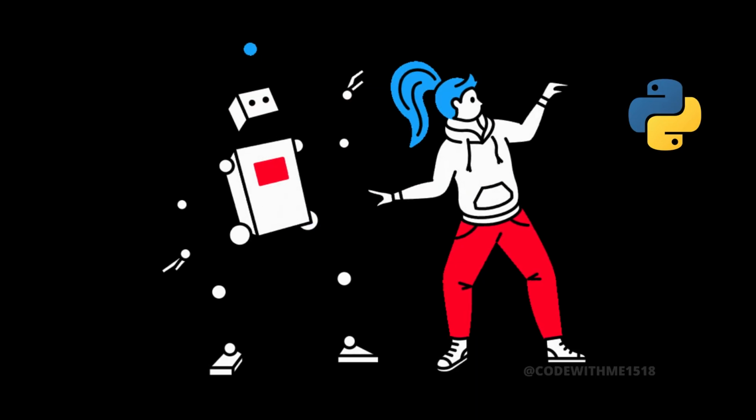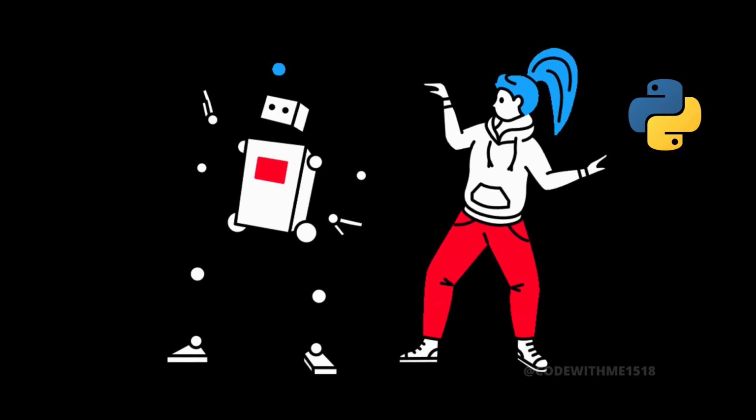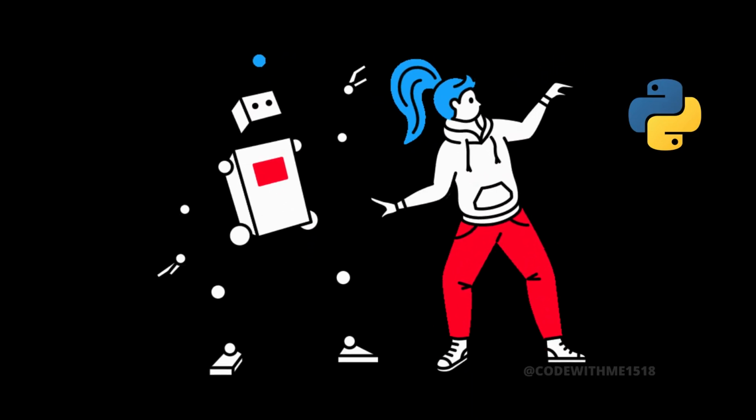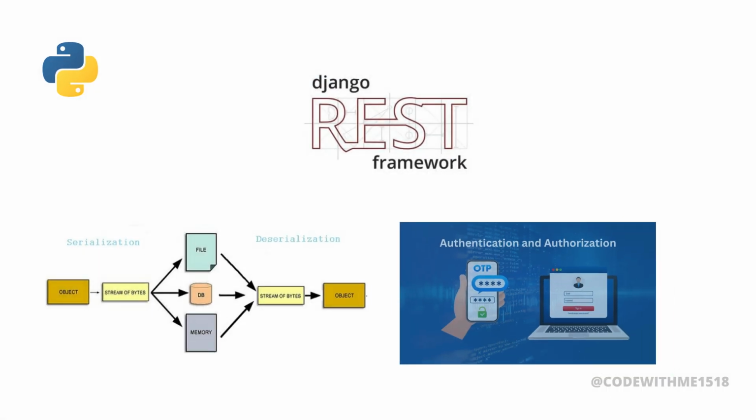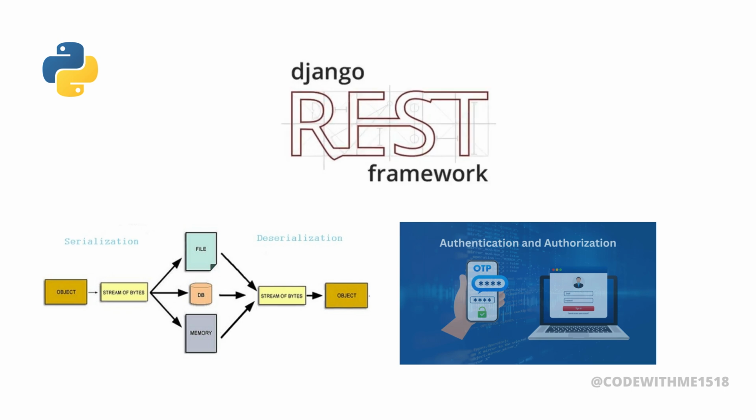And that's it for day 73. We've covered creating RESTful APIs, serializing and deserializing data, and adding authentication and permissions using Django Rest Framework. I hope you found this helpful and are excited to apply these concepts in your own projects.